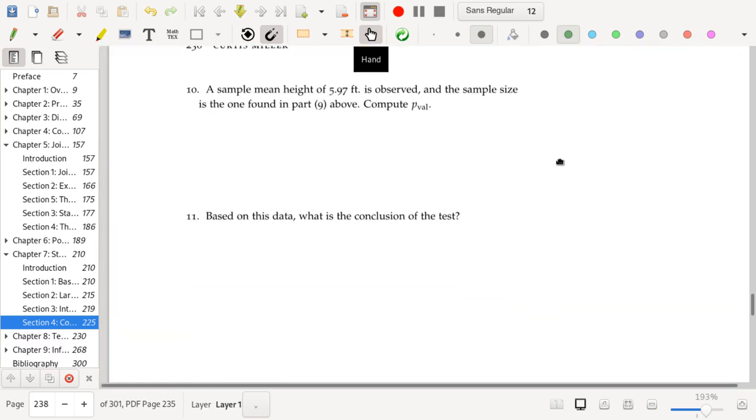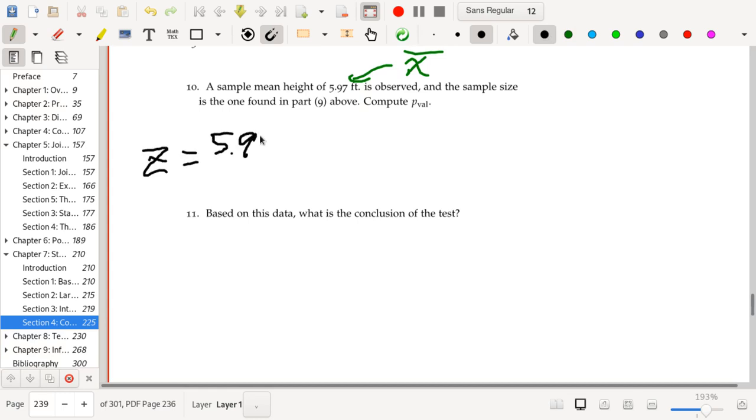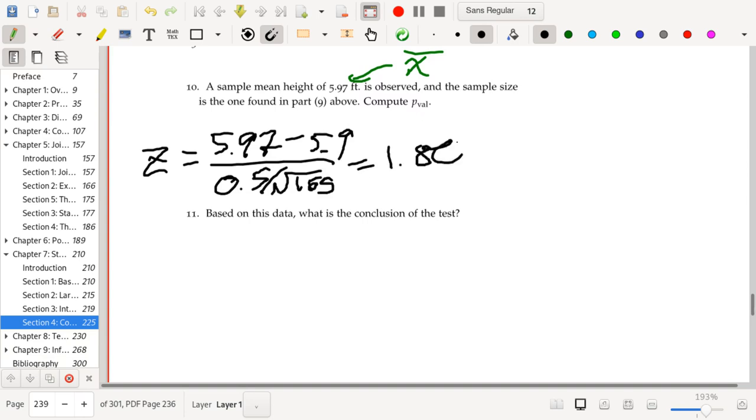All right, all of that was sample size stuff, and then in the end, we have an actual study. So we actually perform the study after we've done all of our sample size planning. So a sample mean height of 5.97 is observed, and the sample size is the one found in part 9 above. So we decided that that was the effect that we wanted to detect. Compute the p-value. So the sample mean is 5.97 feet. So our test statistic is going to be 5.97 minus 5.9 divided by 0.5 divided by the square root of 165. So this is going to equal 1.80 approximately.